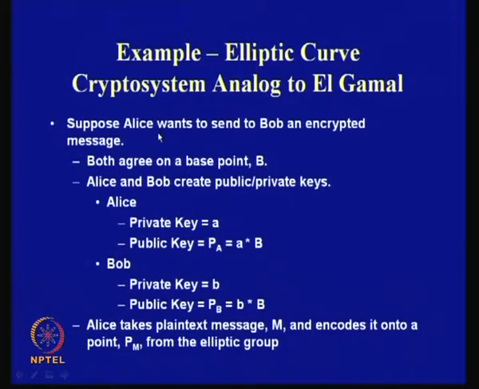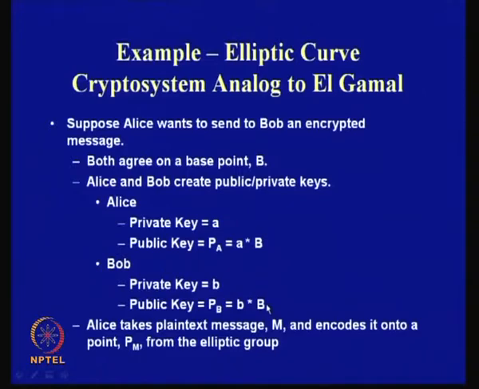Suppose Alice wants to send Bob an encrypted message. Both agree on a base point b. Alice and Bob create a public-private key. Alice chooses a private key a, and the corresponding public key is p a, which is a b, that is b being added a number of times. Similarly, Bob's private key is small b and the corresponding public key is b multiplied by big B.